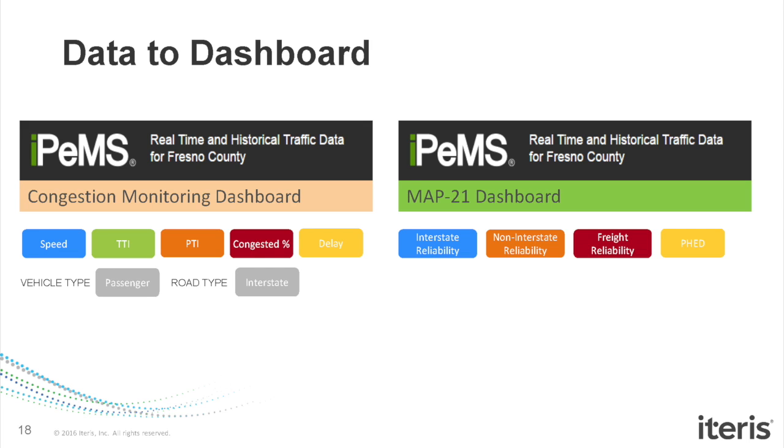So we have more traditional measures, which you see on the left-hand side, and then the MAP-21 measures that you see on the right-hand side.